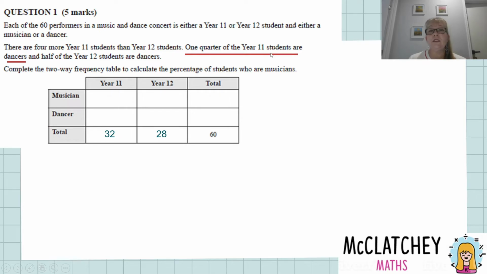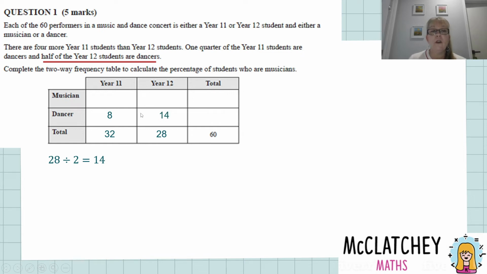1/4 of those Year 11 students are dancers. So 1/4 of 32. So 32 divided by 4, or 32 times a quarter, equals 8. And they are dancers. So I'm going to pop that information in there. And now what I'm going to do is focus on the next part of this, and that's half of the Year 12 students are dancers. Half of 28 is 14, or 28 divided by 2. Let's pop that in there.